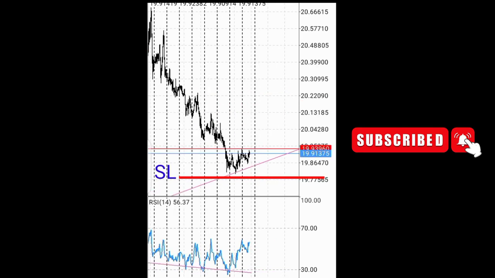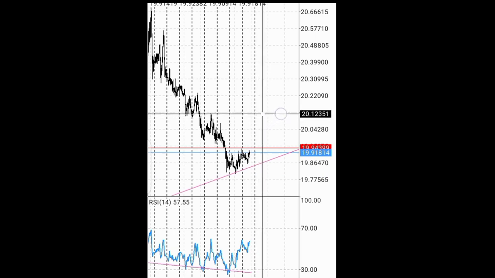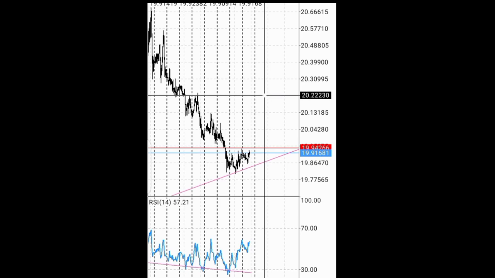My first target will be this structure. That will be my first target. Then the next target will be this structure, then the structure. Those will be my immediate targets.